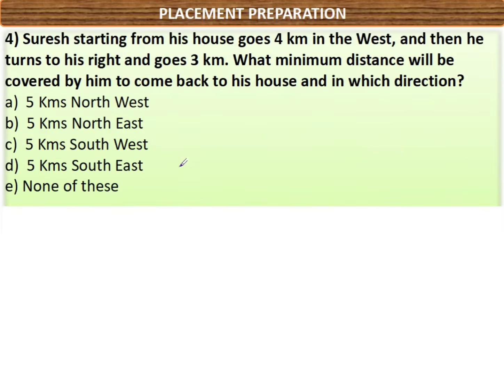Let us go to question number 4. Suresh starting from his house. Let me assume this is his house, H. He started from his house, goes 4 kilometers in the west. West means obviously left side. Let me call it 4 kilometers. Then he turns to his right. I don't have space.